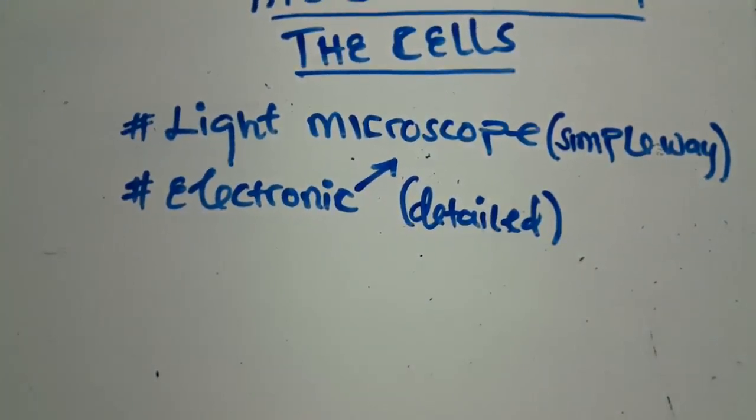So these are the two types of microscope. The light one is able to show a cell in a simple way, but the microscope which shows a cell in a detailed manner is the electronic microscope.